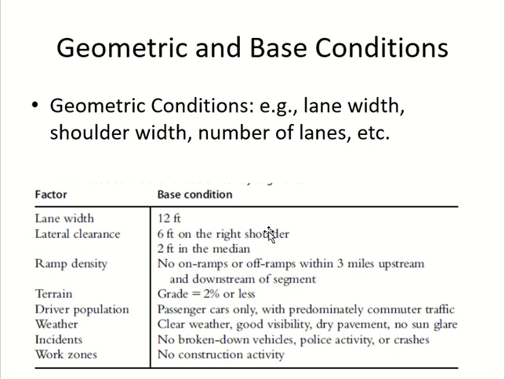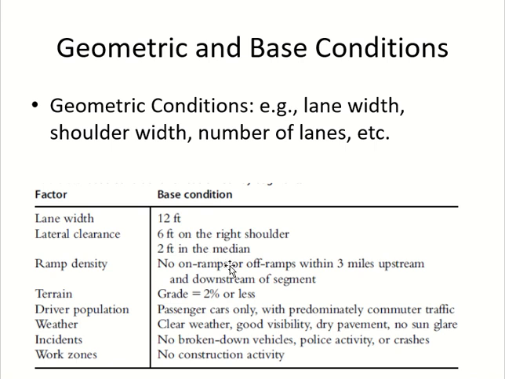Okay, so the geometric conditions have some base values, ideal values. These geometric conditions, as I mentioned, they are referring mainly to the cross section of the road, but there are some other things included as well. So we have lane width, lane width standard is 12 feet, but it can be more as well. It will still be considered standard or ideal. Lateral clearance is 6 feet on the right hand side and 2 feet on the shoulder side. Again, minimum values.